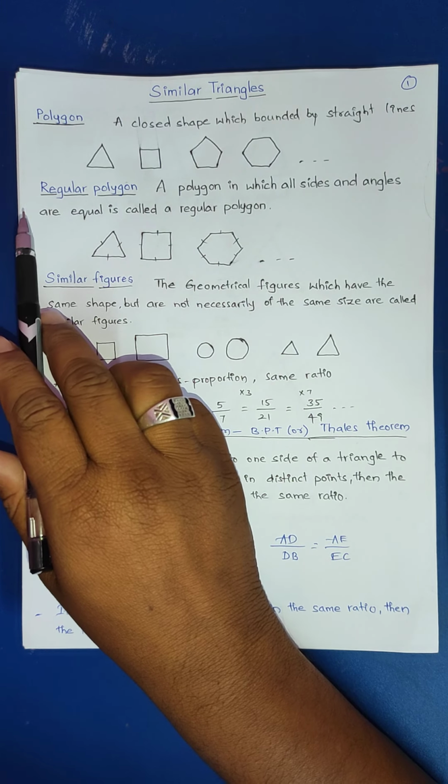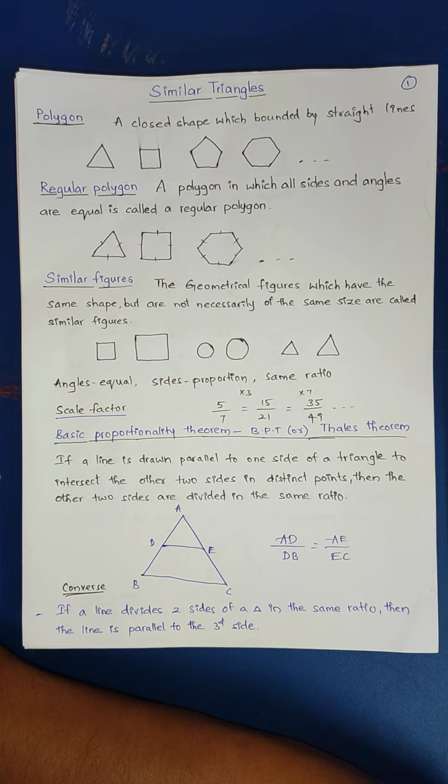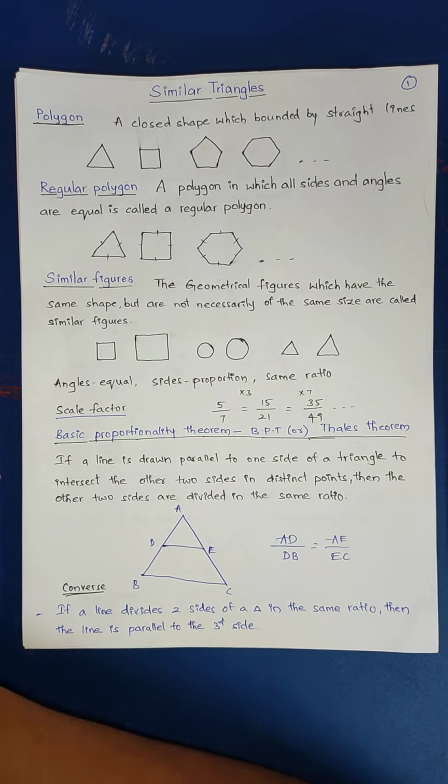Okay. Now polygon. What is meant by polygon? A closed shape bounded by straight lines is called a polygon. It is a geometrical shape, it's not open, it is compulsorily closed. A polygon in which all sides and angles are equal is called a regular polygon.